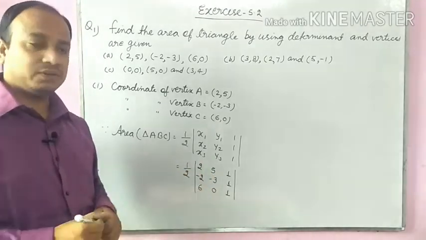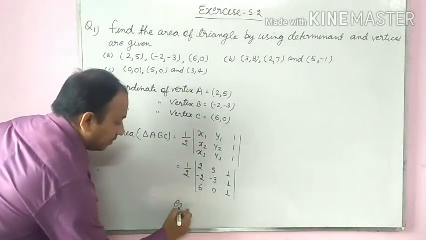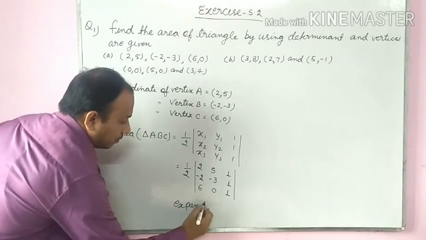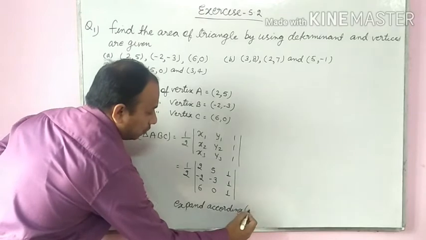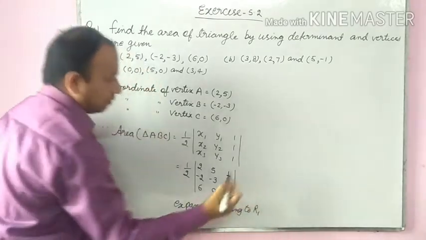तो मैं फर्स्ट रो के अकॉर्डिंग एक्सपेंड कर लूं. Expand according to first row, means R1.